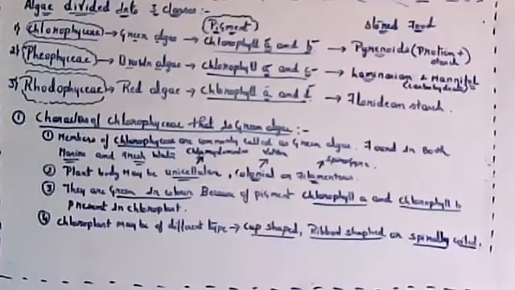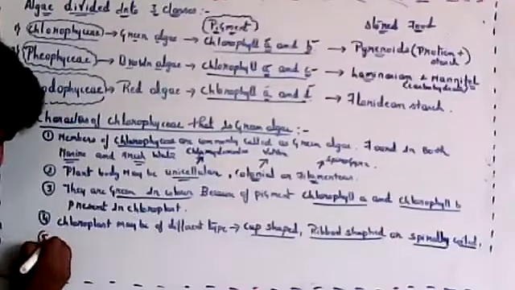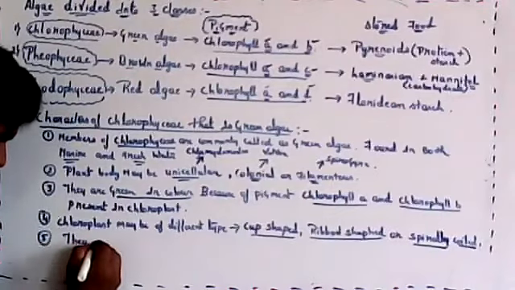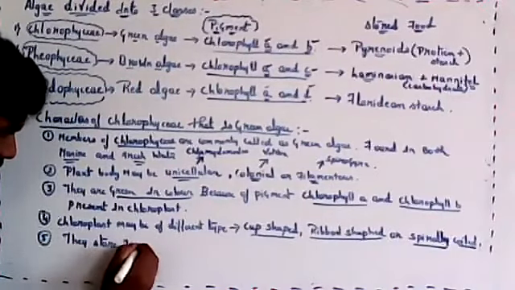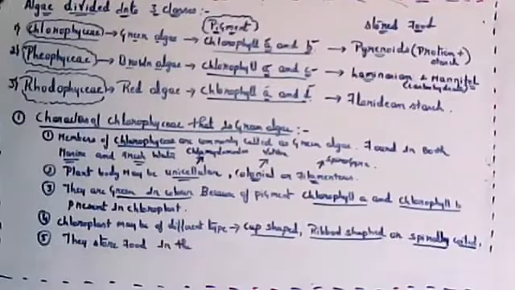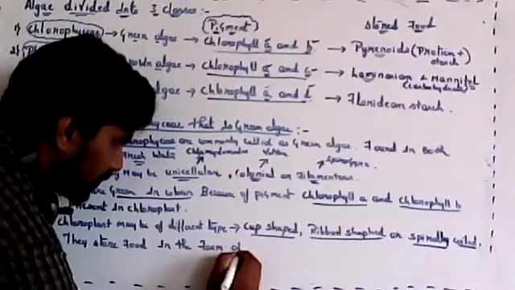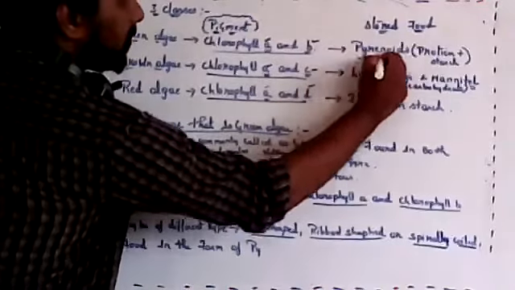Most of the members store food in the form of pyrenoids. Already it's given, stored food is in the form of pyrenoids.